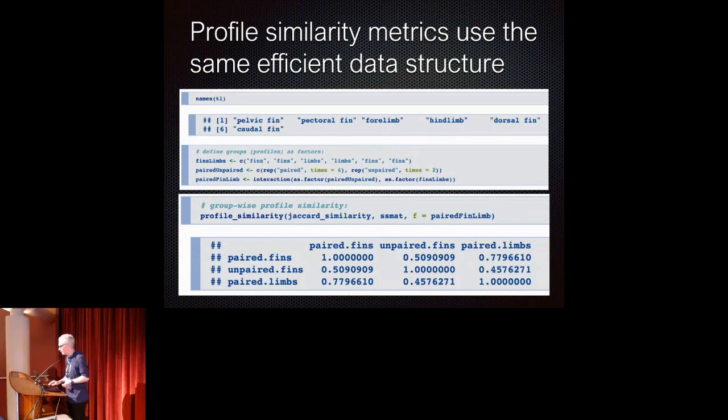other two into the unpaired, we can create an intersection and compute the profile similarity and find that paired fins, for example, are more similar to paired limbs than they are to the unpaired fins, right? Because they're homologous with each other, and semantic similarity actually bears it out.